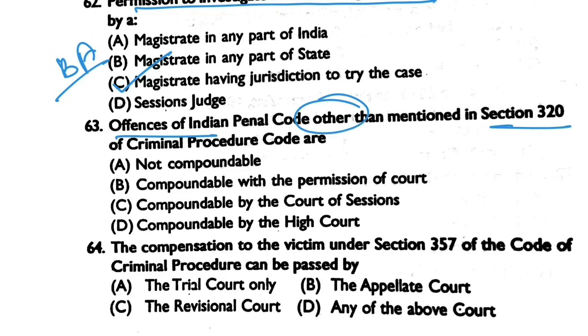Offences of IPC other than the mentioned in section 320 are not compoundable. Bare Act based question, because 320 provides all the offences which are compoundable and categorically states nothing apart from these offences are compoundable. Then question 64, the compensation to the victim under 357 can be given by the trial court, appellate, divisional court, any of the above. Bare Act based question 357.